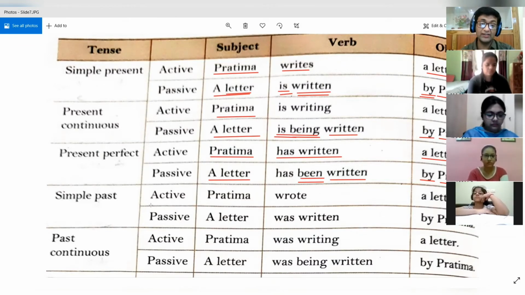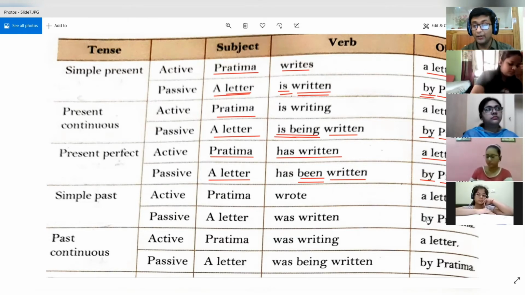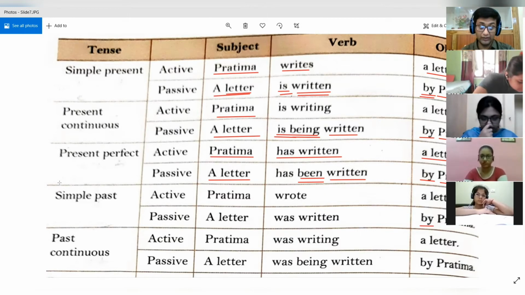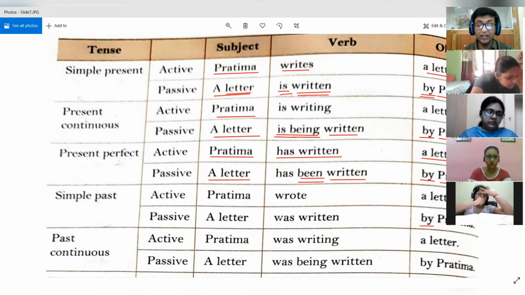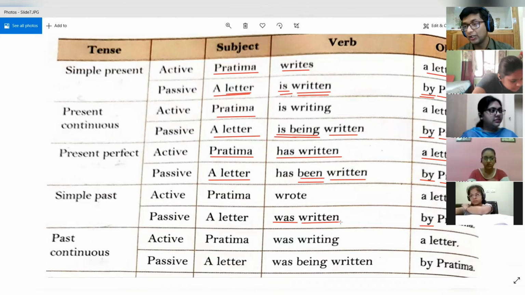All right. Now let's see the simple past case. Again, you will see that the position of Pratima and letter have been exchanged and by has been placed. So this is very easy. Here you will find that it is the case of simple past. So in simple present, you saw that is was placed, right? Here it is simple past. So in place of be, was has been placed. And again, you will find that the third form of the verb write, that is written, has been used.